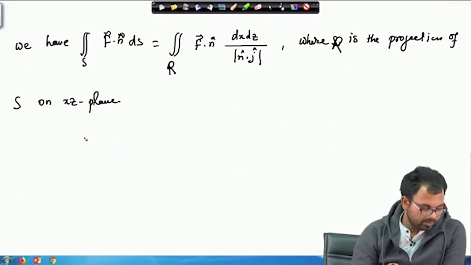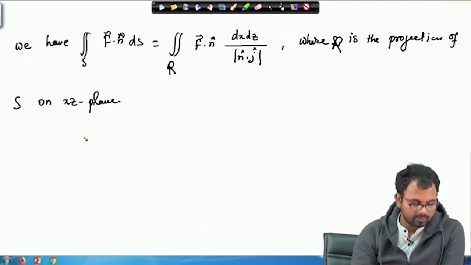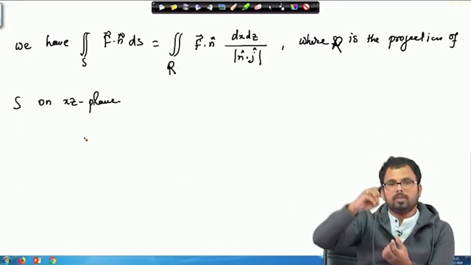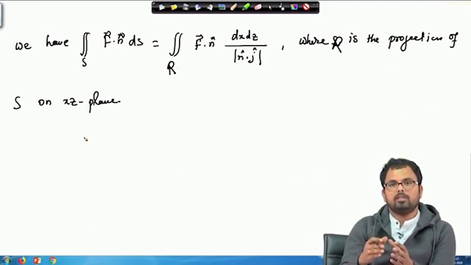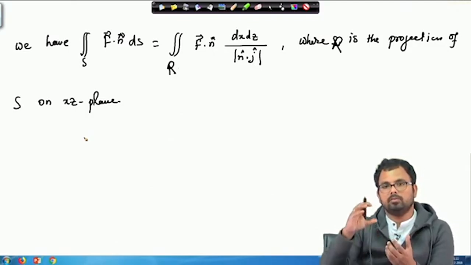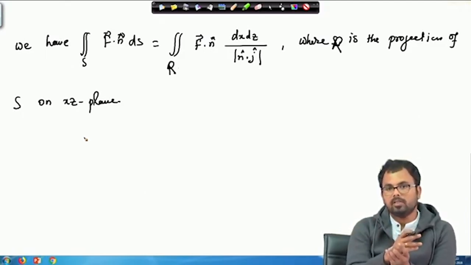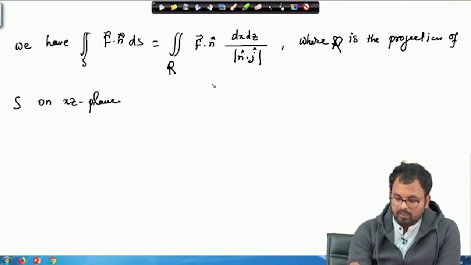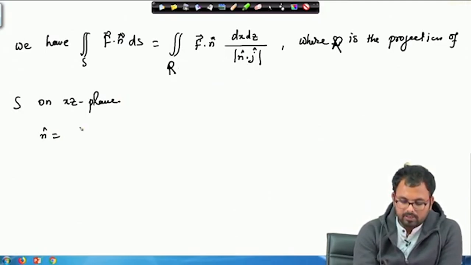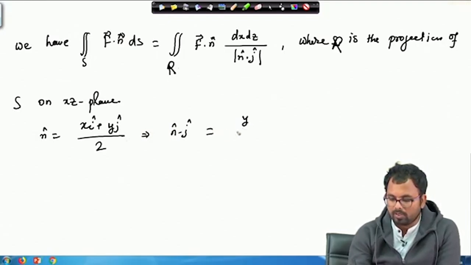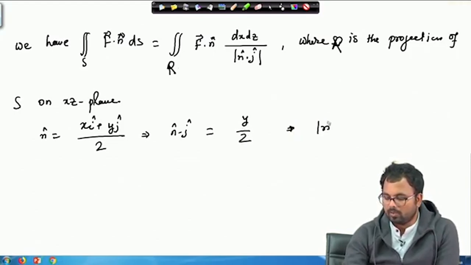We cannot take the projection of S on the xy plane, as the surface S is perpendicular to the xy plane. We simply cannot take the projection, because the cylinder is perpendicular to the xy plane. If we take the projection, then it will be just a circle. So, we exclude that cylinder part here. That is why we take the projection either on the xz plane or the yz plane. Now, our n is x i plus y j divided by 2. So, from here n dot j would be just y by 2.